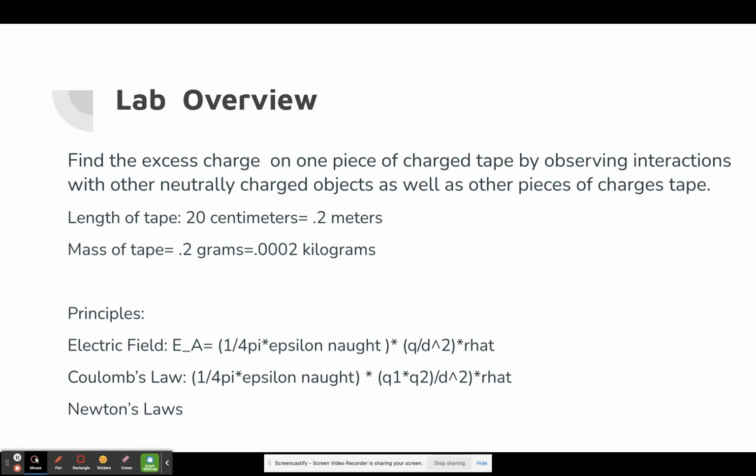Our first step was to find the length of the tape to be 0.2 meters and the mass of the tape to be 0.002 kilograms. The principles used in this were electric field, Coulomb's law, as well as Newton's laws.